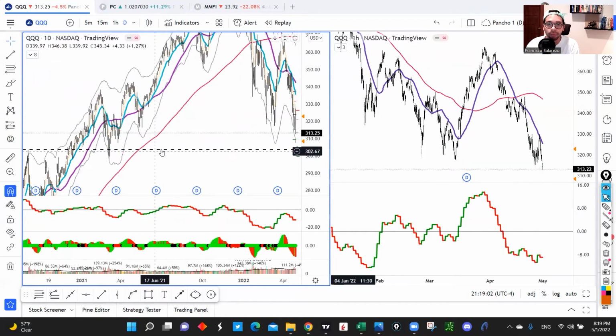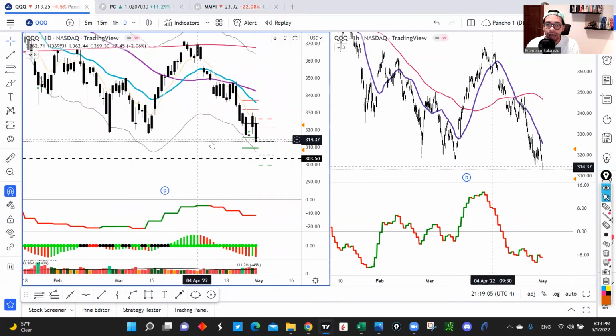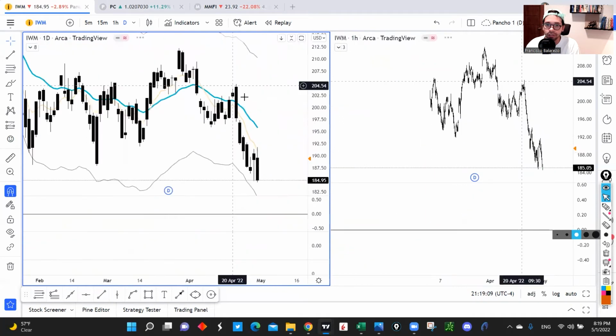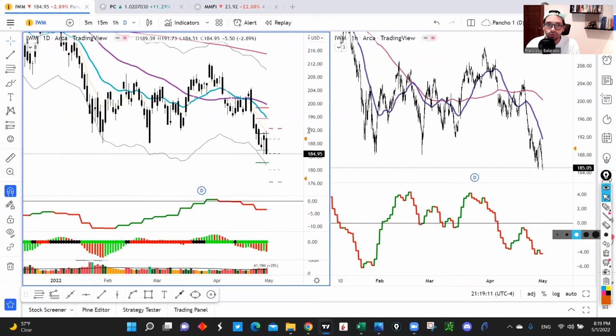This was somewhere around November 2020. So I think that if we happen to bounce, I think that we will continue to move lower in this index as well. Basically the same story for the IWM.